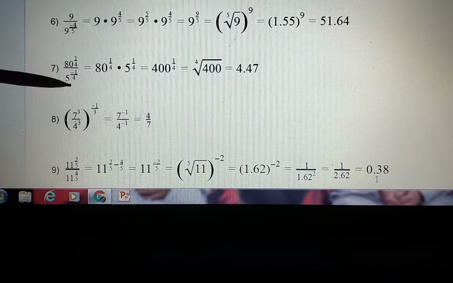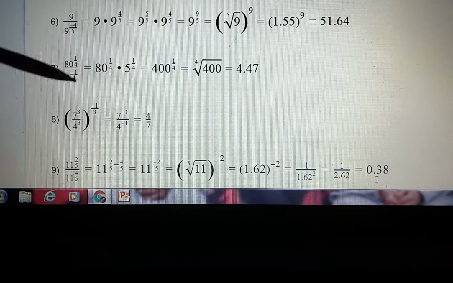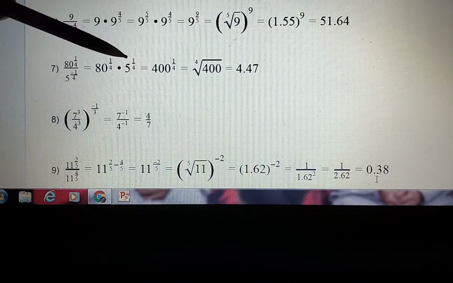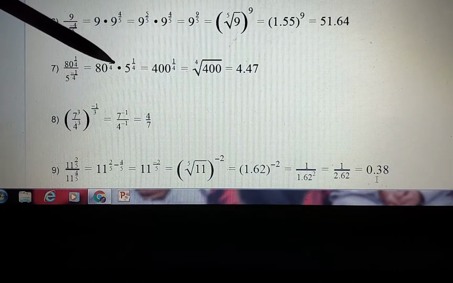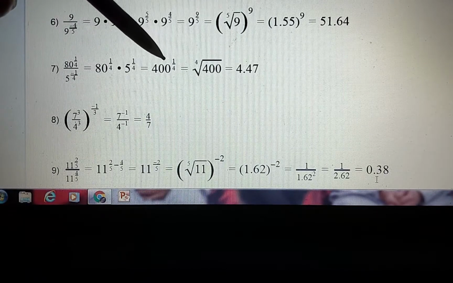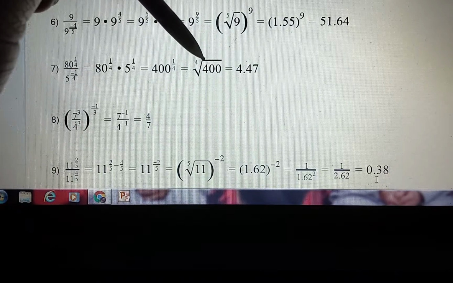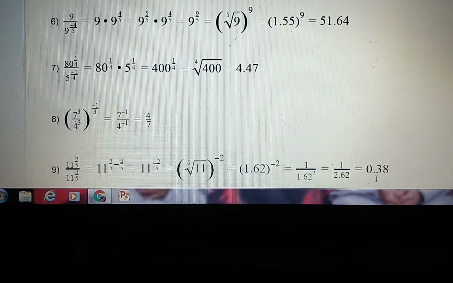So what I have to do is make this positive. So I keep the 80 to the 1/4, bring the 5 on top, and now they do have the same exponent. So I keep the exponent, multiply 8 times 5, and get 400. 400 to the 1/4 is the same as the 4th root of 400. Put that in the calculator, you get 4.47.